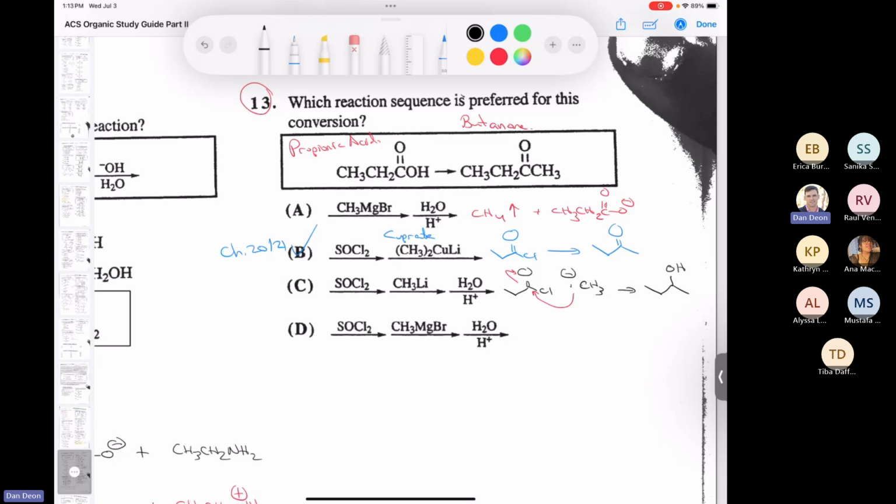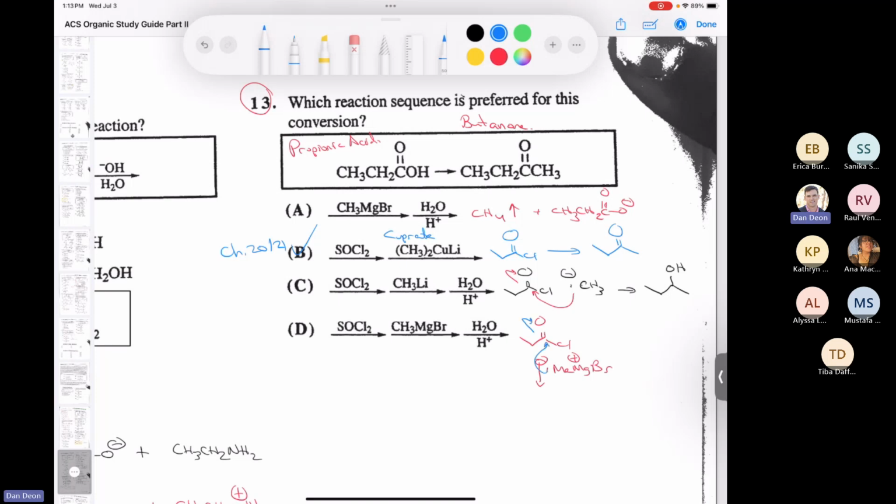And then in the last one, I'll use my red pen again. First, you'd make the acid chloride with thionyl chloride. Then you treat it with methyl magnesium bromide. So let's say you treat it with methyl magnesium bromide. Well, the methyl is going to add, it's going to do a nucleophilic attack like this.